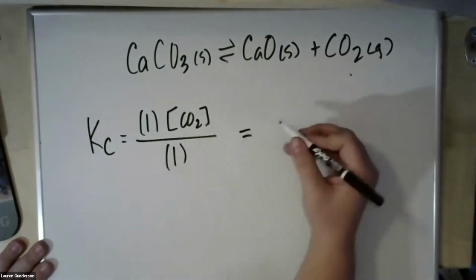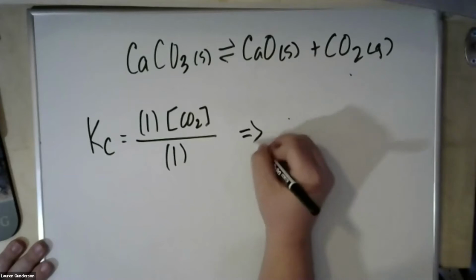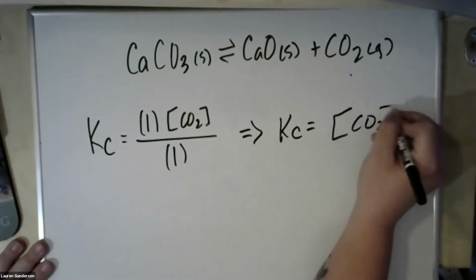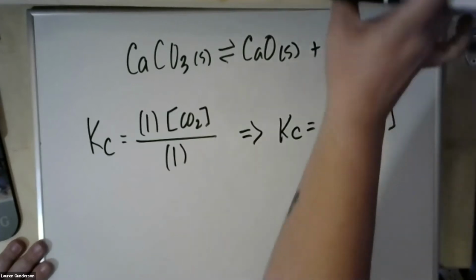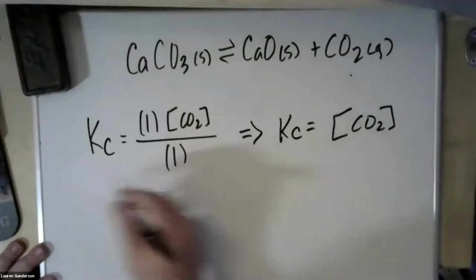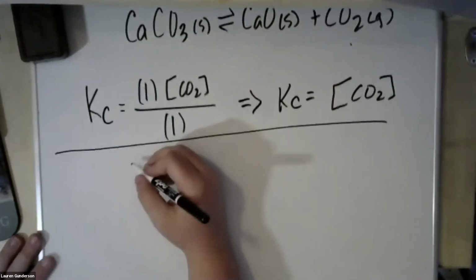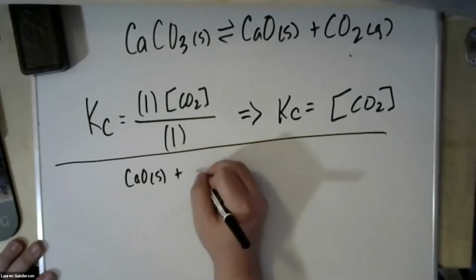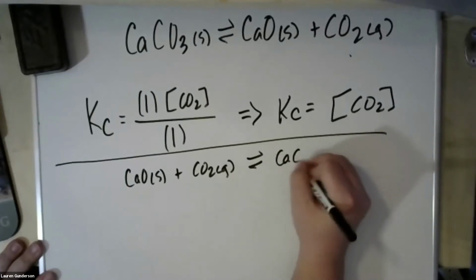So in this case, the Kc for this reaction would be just, let me rewrite it like this. Kc equals the concentration of the CO2. All right. But this is what I'm talking about though. Like say that I was looking at the other direction of the reaction. Say I was looking at CaO solid plus CO2 gas, CaCO3.